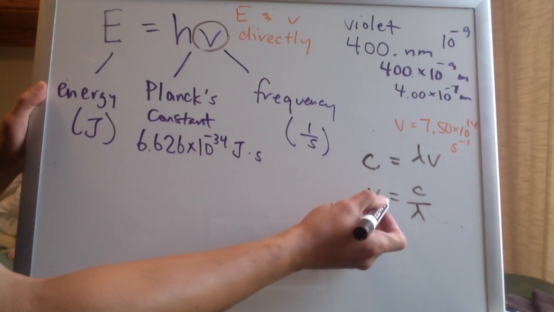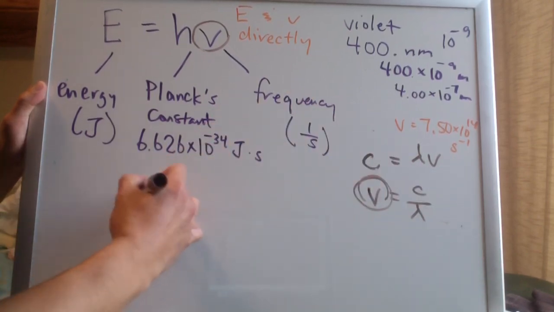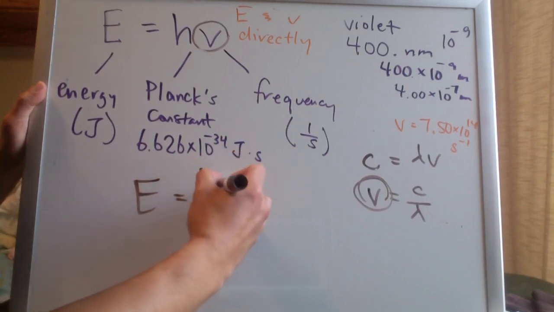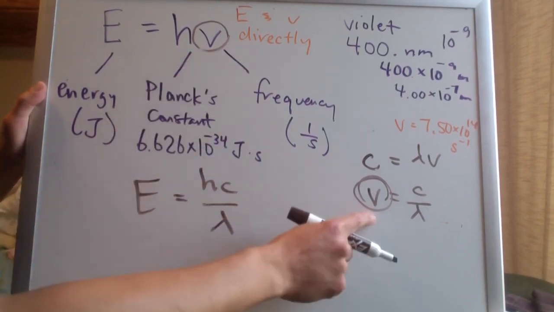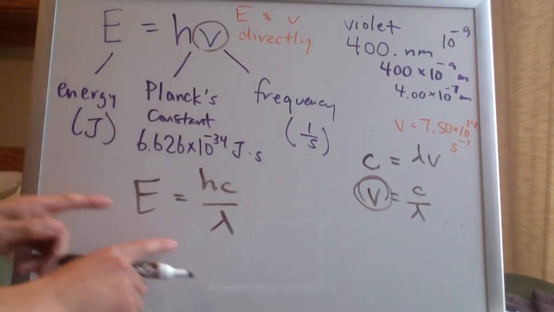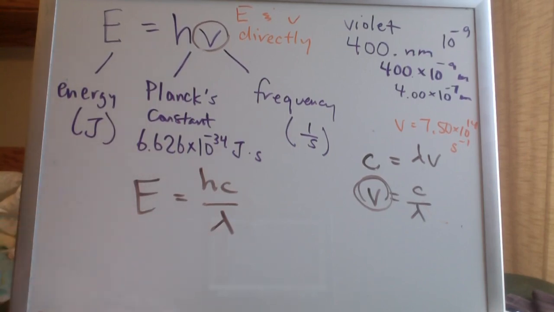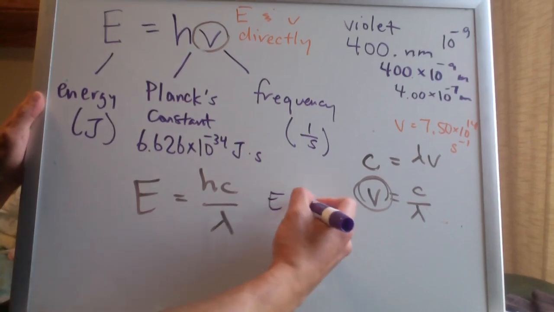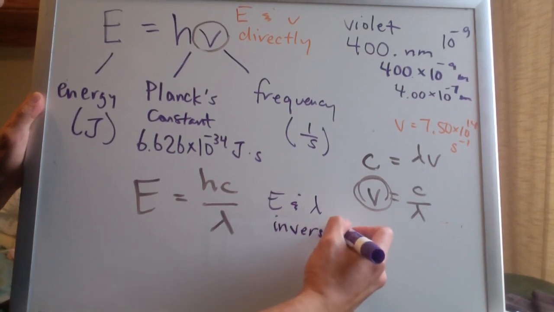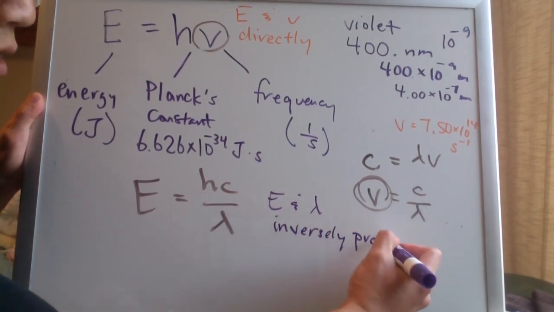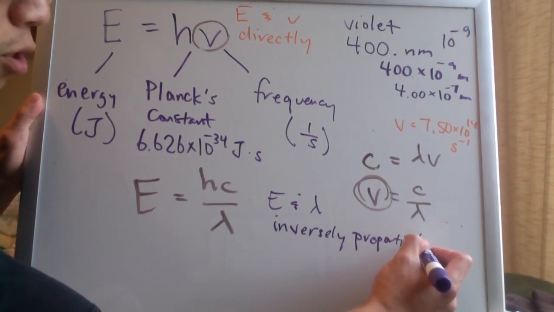And now if I take this frequency and substitute it with c over lambda, that's how in the textbook you end up with E equals hc over lambda, where I just substituted c over lambda in for nu. And now from here you can tell that if the wavelength is on the bottom and energy is over here, that means that energy and the wavelength should be inversely proportional. Just like how we saw before that wavelength and frequency were inversely proportional also.